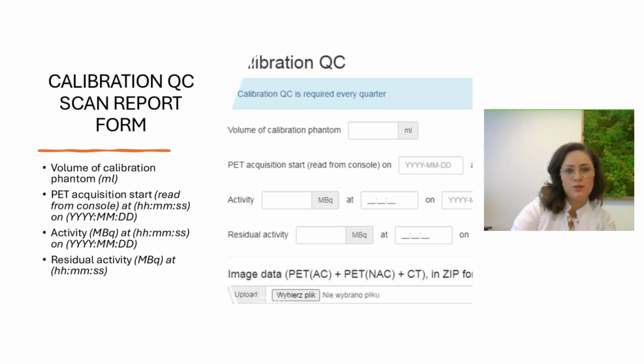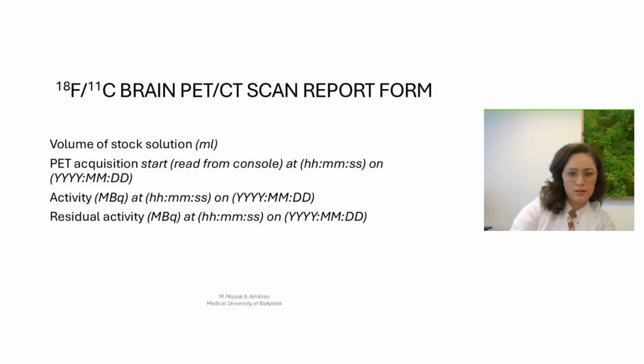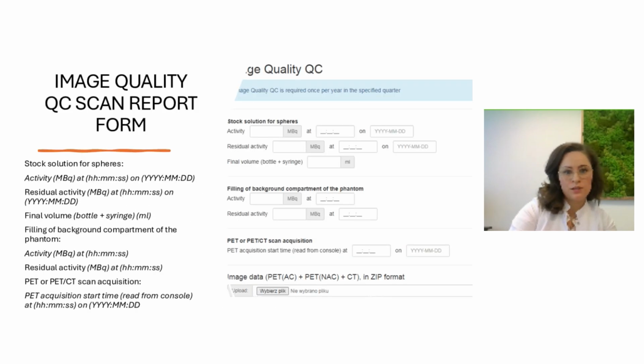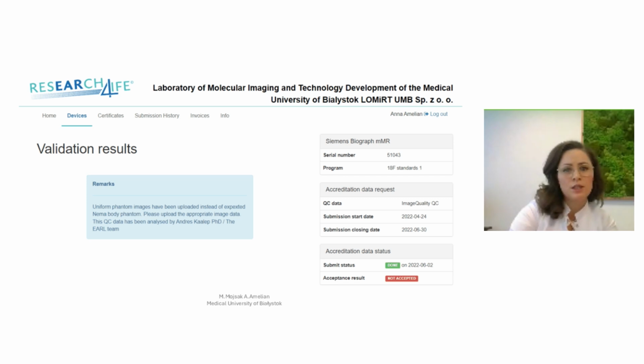So step by step you need to fill it in, and you need to add some images you obtain in the zip format. Another format, the NEMA body phantom: more data is available here because this activity is for the sphere and for the background. So this is the brain phantom.